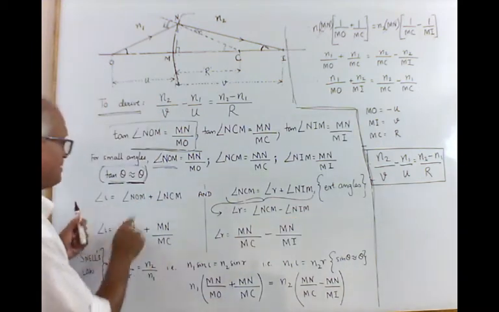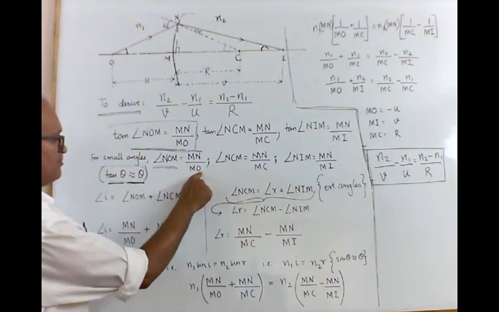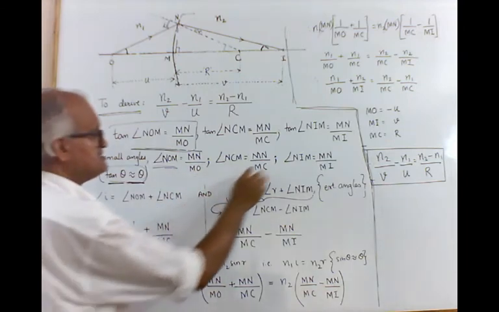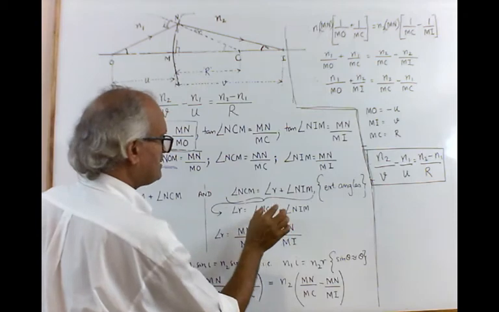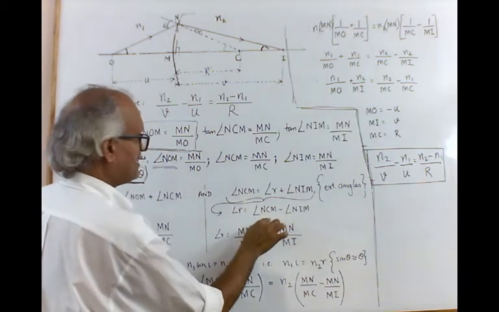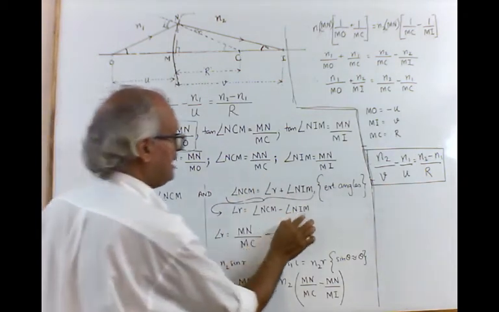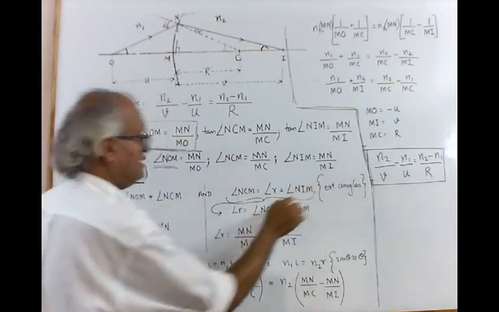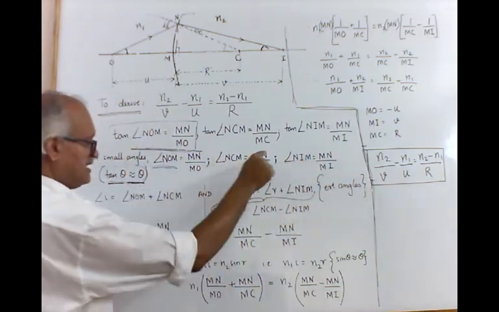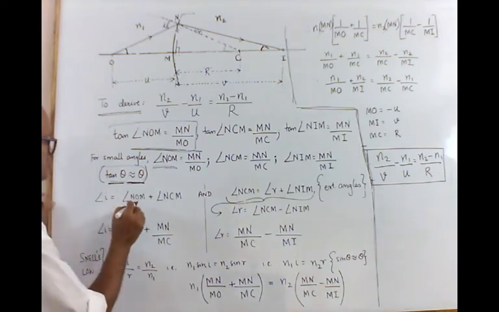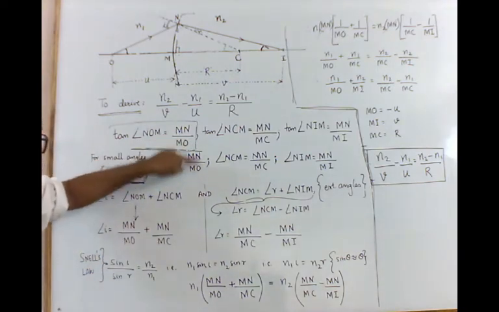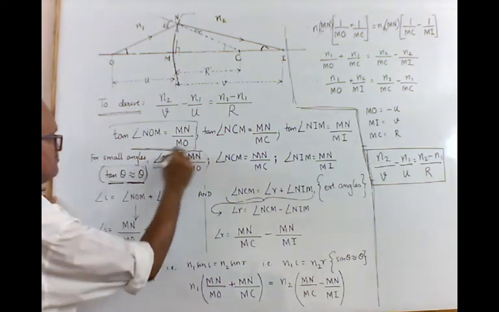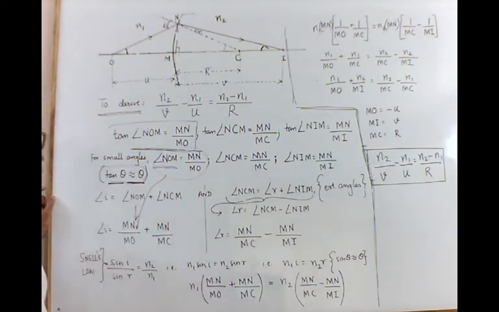Now here we have seen that NOM is mn upon MO, NCM is equal to mn upon MC, and we have also seen that NCM is, once again, mn upon MC and NIM is mn upon MI. We have already written this here, so we will substitute it. So NOM is mn upon MO. From this we got this substitution.